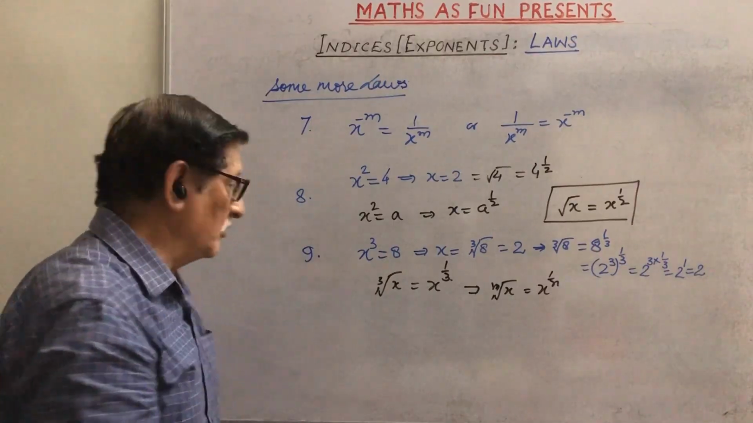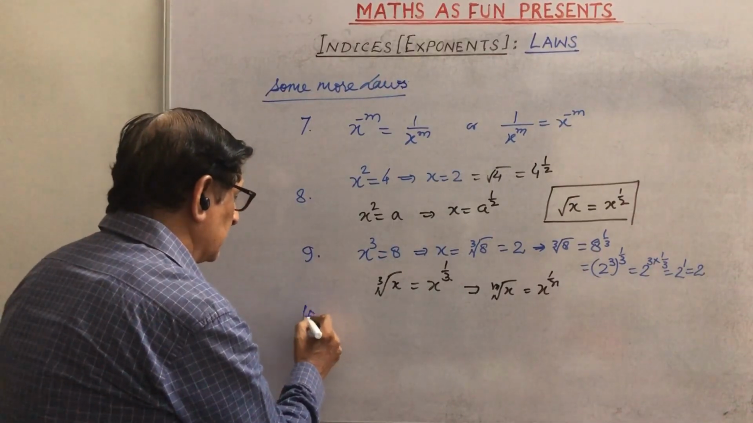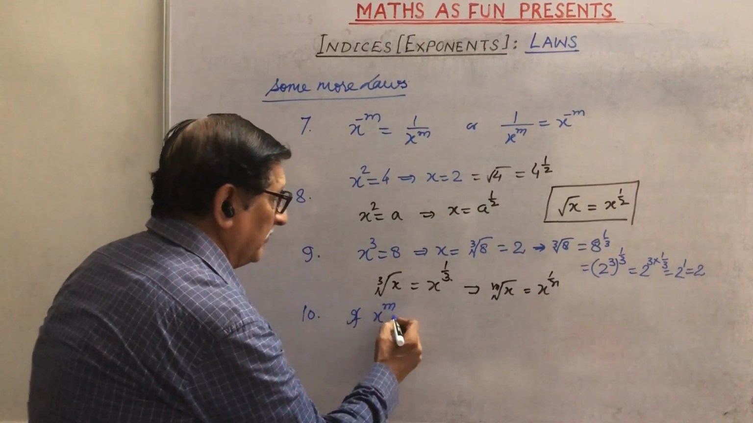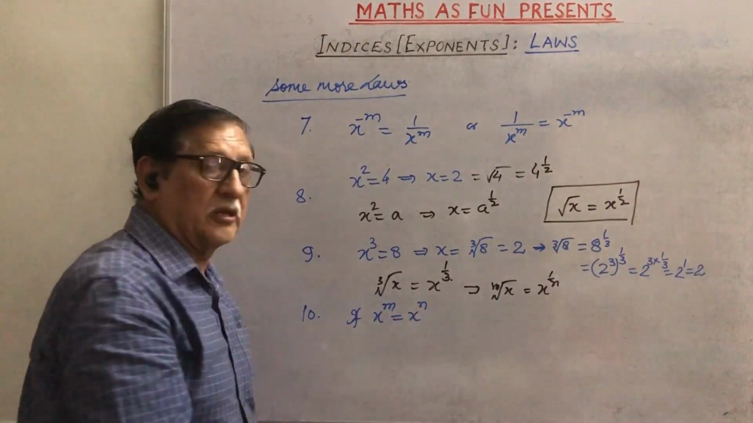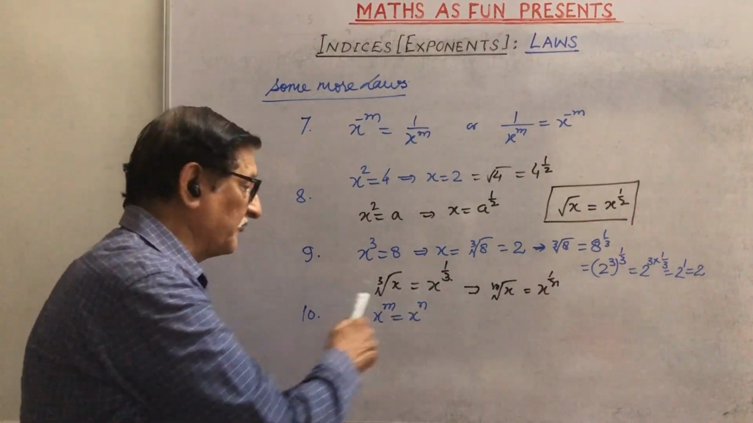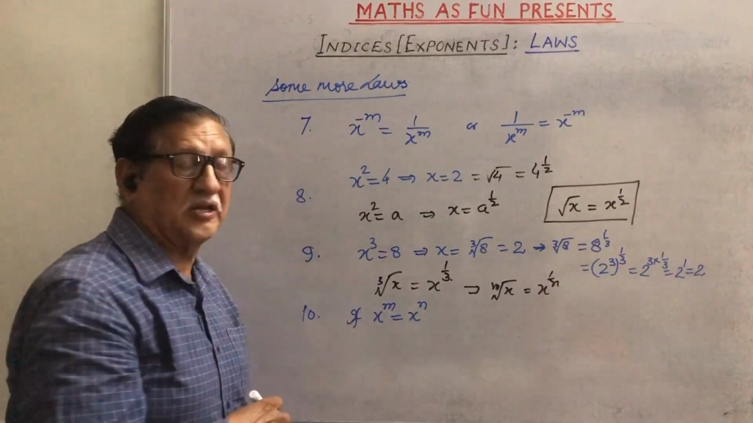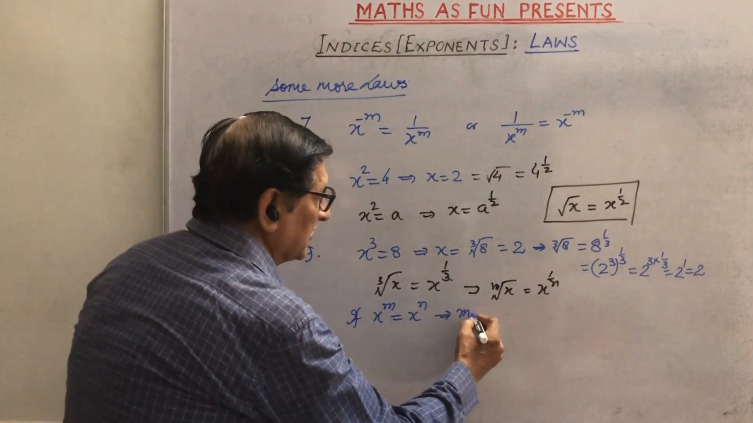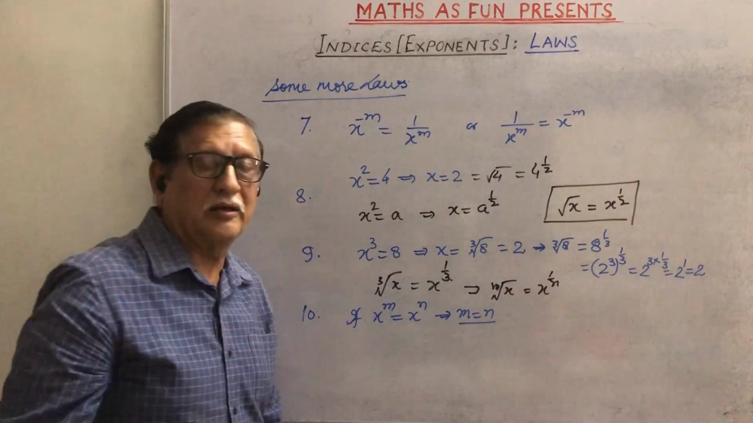The next law we can understand like this: if x power m is equal to x to the power n, it means bases are same, powers are different, but the values of both are same, then certainly the powers of them have to be equal. It means m is equal to n.